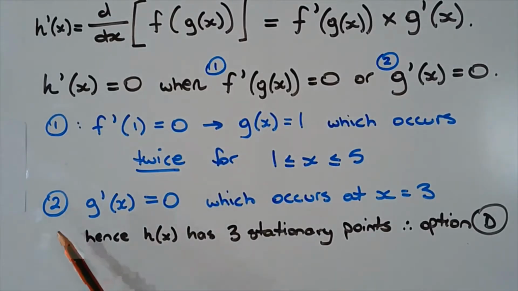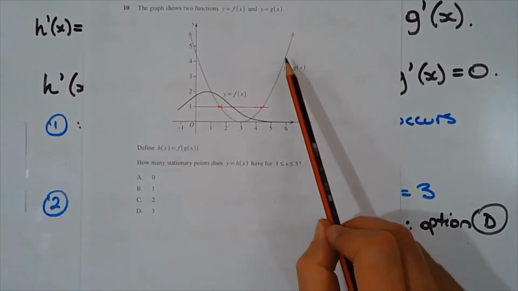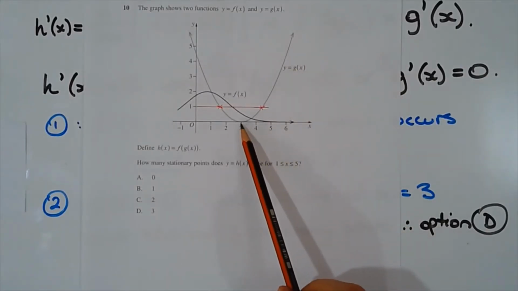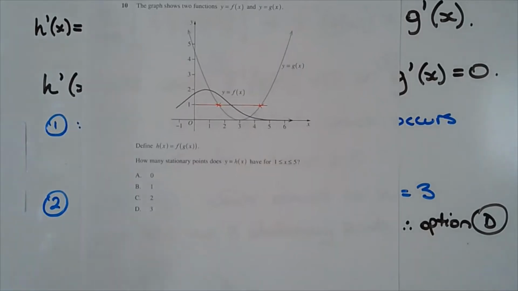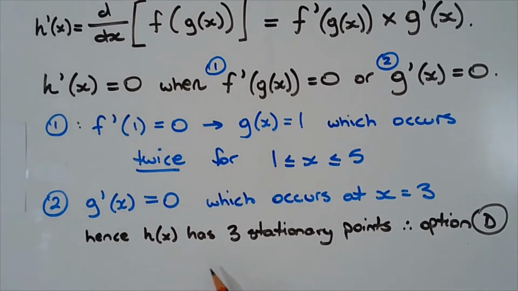Now let's look at case number 2, g dash of x equals 0. And that one's straightforward. And that occurs at x equals 3. So if we go back to the graph, y equals g of x, so g dash of x equals 0 at this point at the vertex of the parabola. So that's where the third stationary point occurs. Hence, h of x has 3 stationary points, and therefore the answer is option D.